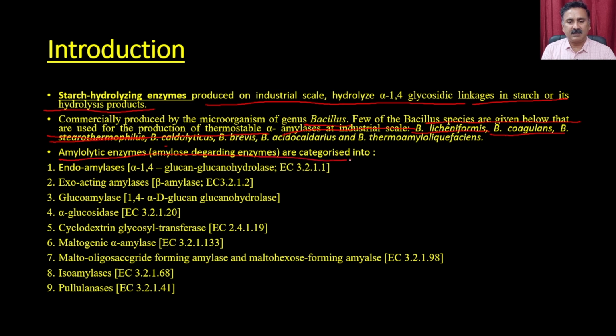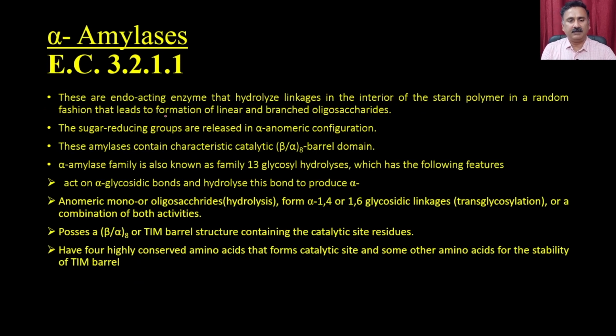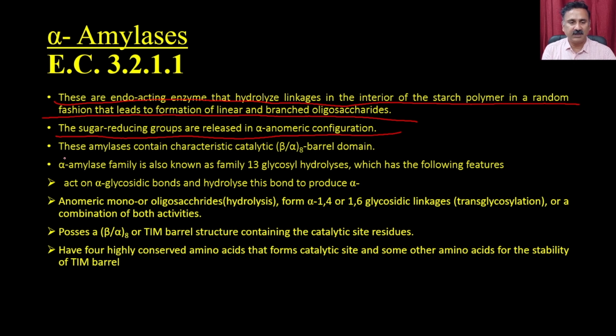Amylolytic enzymes are categorized into different classes of amylases, and you can use any of these for the brewing industry. These are endo-acting enzymes that act on linkages in the interior of the starch polymer in a random fashion, which leads to the formation of linear and branched oligosaccharides. The sugar reducing groups are released in the alpha anomeric configuration. These amylases contain a characteristic catalytic barrel domain.